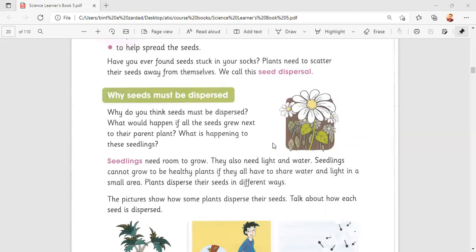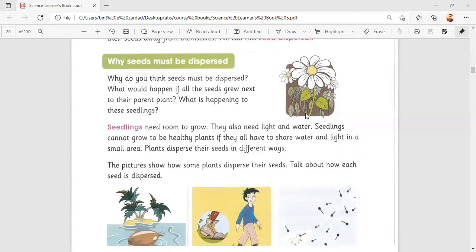If there is a big tree and a small plant, the small plant cannot catch the light because of shade. And in the same place, the big plant absorbs more water, but the small plant cannot absorb enough water. So a small plant cannot grow very well if all the plants are in the same place. That's why the parent plant disperses its seeds away from itself.